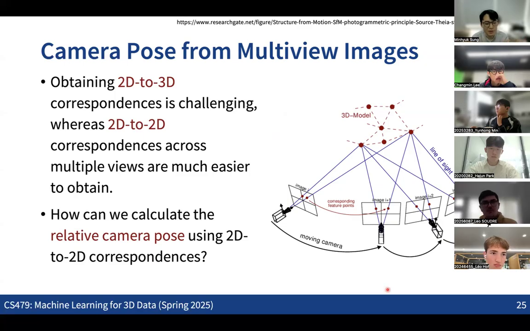So when you really know the 2D to 3D correspondence, we can use this idea to calculate the camera model. But typically that's not that practical. For many cases, it becomes much easier to find the 2D to 2D correspondence for the different view images. And what we are going to discuss in the rest of the part is, given this 2D to 2D correspondence, how we can also calculate the camera pose. That's what we are going to cover in the next step.